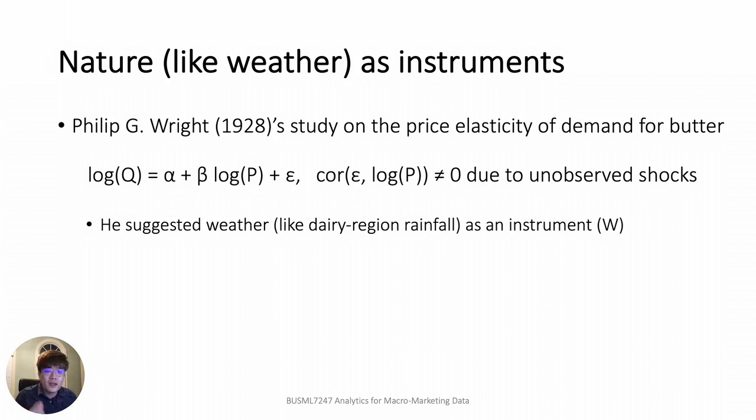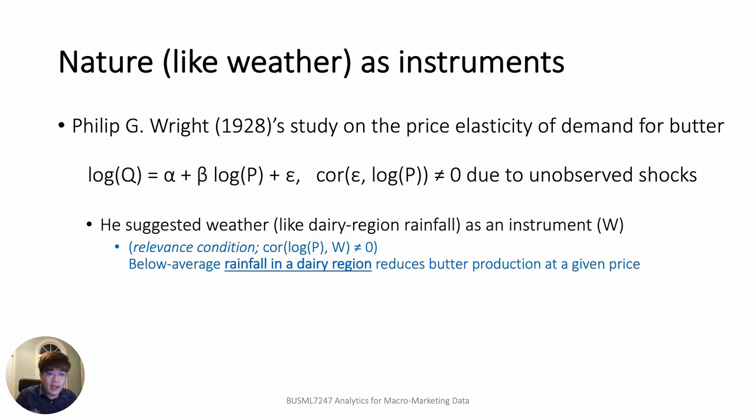Specifically, he used the amount of rainfall in the dairy region. His logic is as follows. If the amount of rainfall in a dairy region is lower than the average, then production costs increase, leading to an increase in the price of butter. So, the rainfall may be correlated to the price, that is, the relevance condition holds.